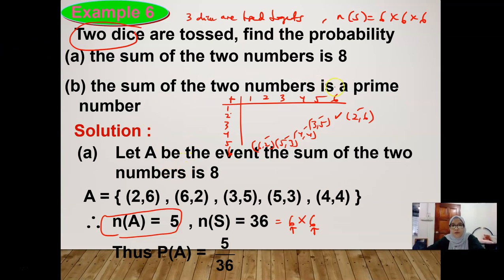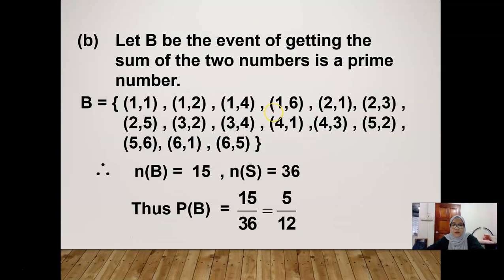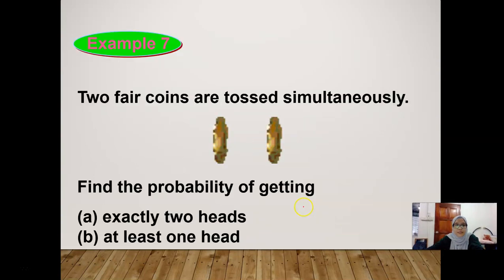The summation of 2 numbers is a prime number. 1 and 1, yes, is a prime number. Summation, right, 1 plus 1 is 2. 1, 2, yes. 1, 3, no. 1, 4, yes. 1, 5, no. Then you have to list down all. Total is a prime number. This one, so 15 over 36, we simplify, we get 5 over 12. Okay, should be clear, right?